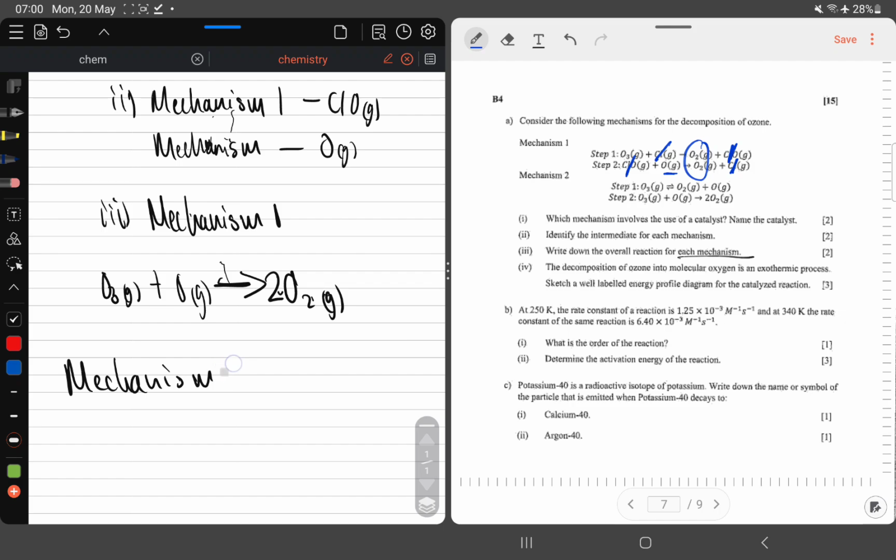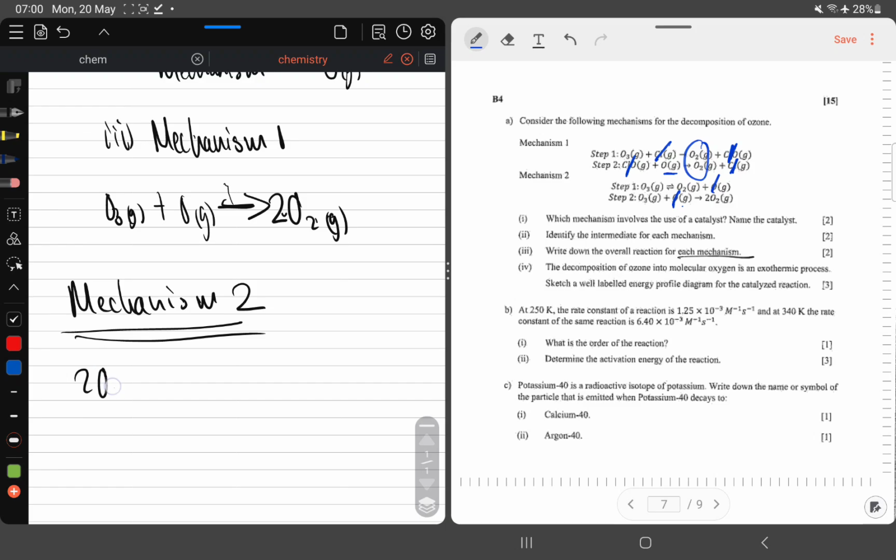so here, let's have our mechanism number 2. Sorry for the handwriting. Overall reaction, let's cancel things that are appearing on both sides. On the left, there is O3. Anything? No. On the left, there is O3 again and O. So what we are going to have is O and O cancel, okay? And then O3s are on the same side and O2s are on the same side. So in the end, you're going to have 2O3 gas, and here is going to be O2 plus 2O2, which makes it 3O2.